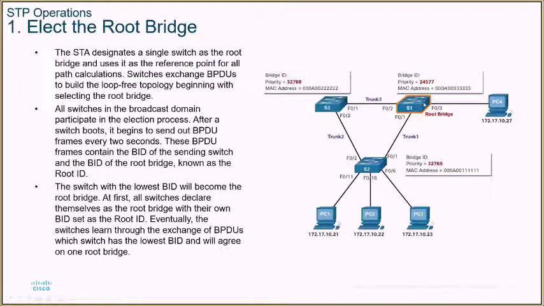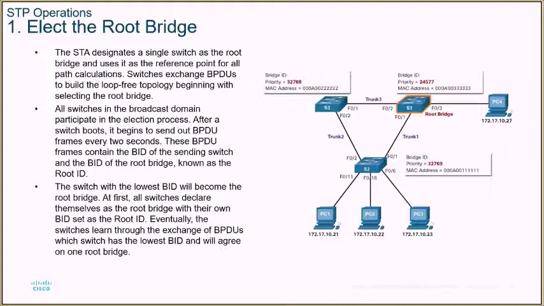All switches in the broadcast domain participate in the election process. After a switch boots, it sends out BPDU frames every 2 seconds. These BPDU frames contain the bridge ID of the sending switch and the bridge ID of the root bridge, known as the root ID. The switch with the lowest BID will become the root bridge.